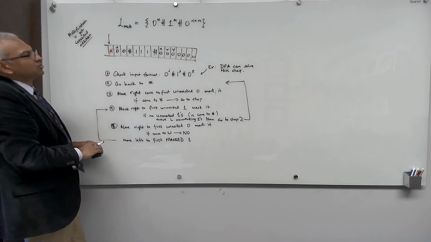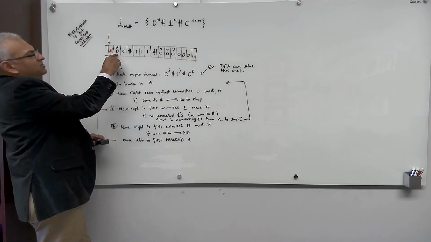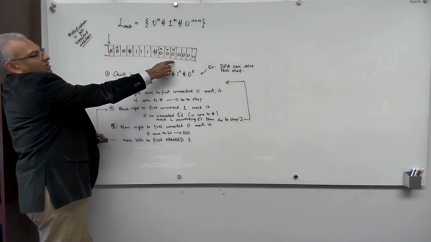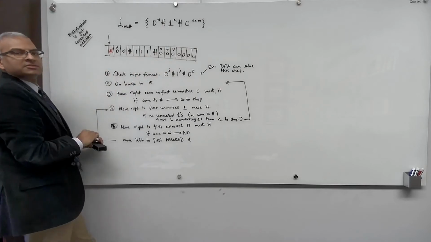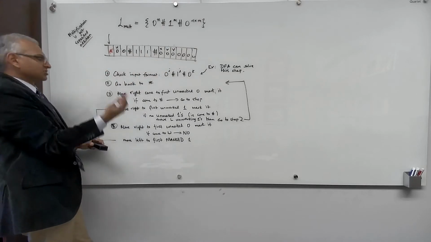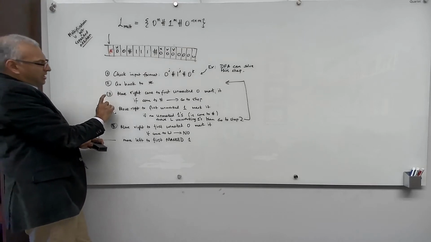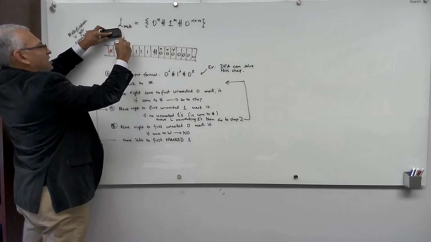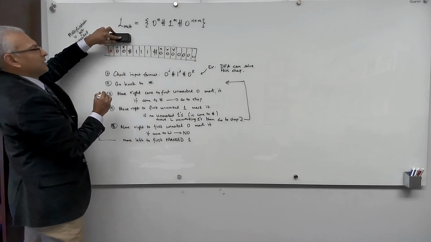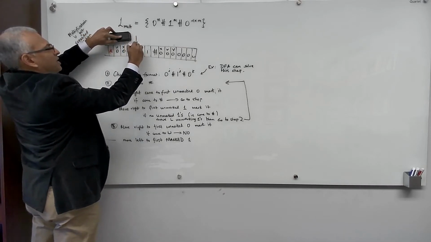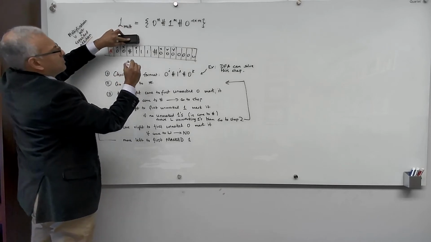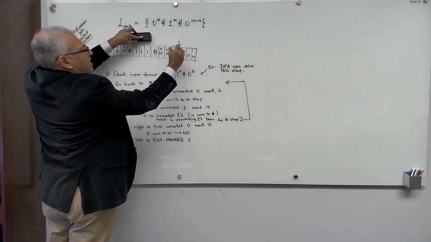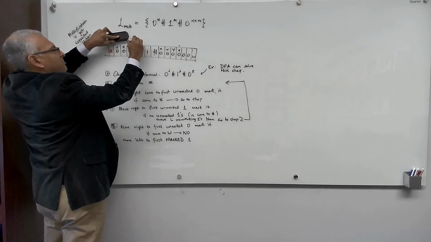And look at the situation. I've processed this 0 and checked off a number of zeros equal to the number of ones. Okay. And now I just repeat. So I've gone back to step 2. I move right to the first unmarked 0. I mark it. Then I move right to the first unmarked 1. I mark it. Then I move right to the first unmarked 0. I mark it. Move left to the first marked 1.